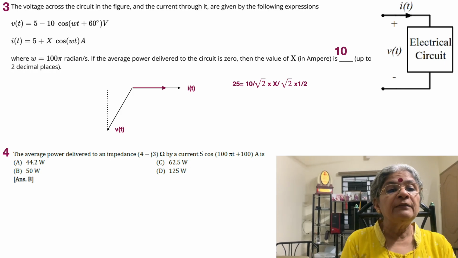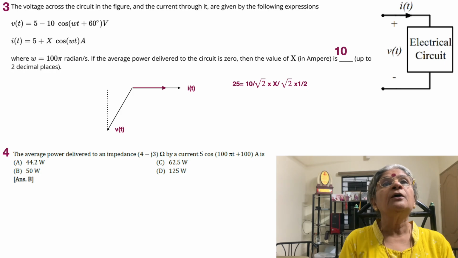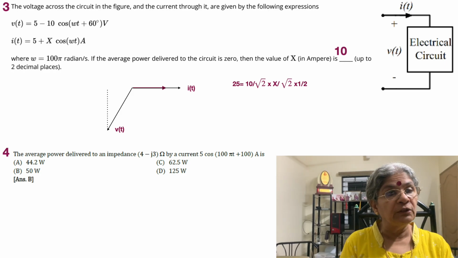So let's see, v(t) is given as equal to 5 minus 10 cos(omega t plus 60 degrees), and i(t) is equal to 5 plus x cos omega t amperes. So there are two components for voltage as also for current. Omega is given as equal to 100 pi radians per second, which is not important in power, because omega happens to be the same for both the voltage and current. If the average power delivered to a circuit is 0, this is important. So the total power delivered to a circuit is 0, then what is the value of x in amperes?